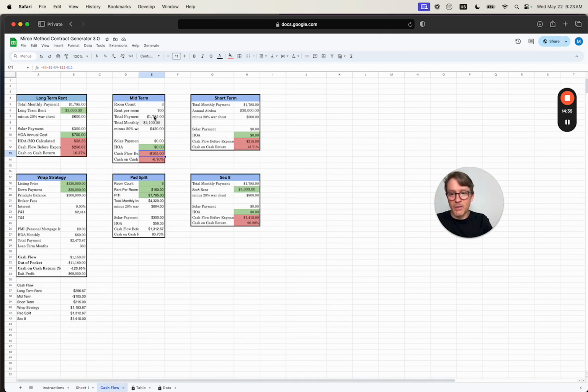So my payment is $1,700. I'm bringing in $2,100. I'm always going to take away a war chest. So negative 100. How bad is that? Now for midterm, I wouldn't be so scared because I have 3 rooms bringing in money, but if I only have 2 of those rooms bringing in money, I'm negative $700. So if I'm not fully booked, I would need this to be a 4-bedroom for it to work.